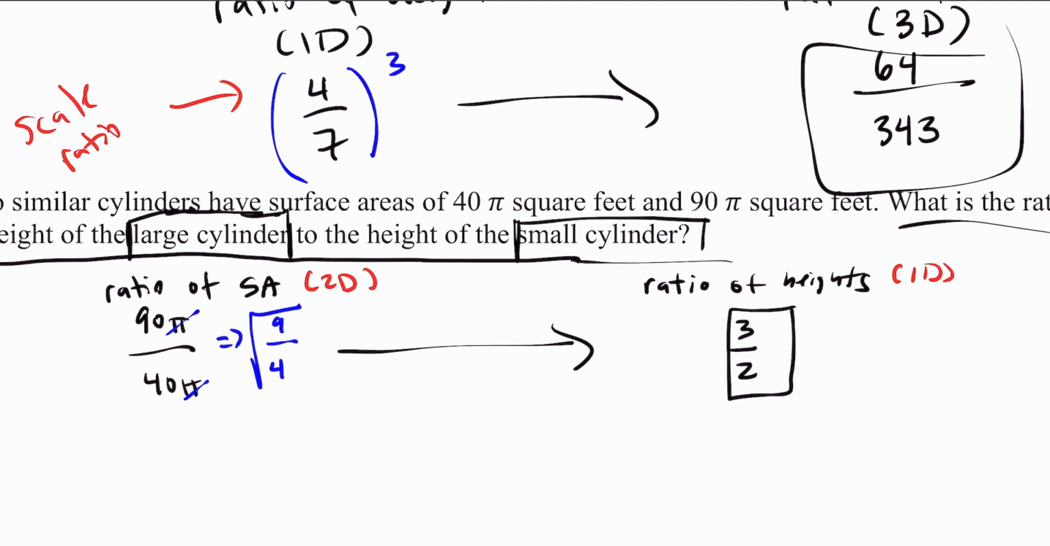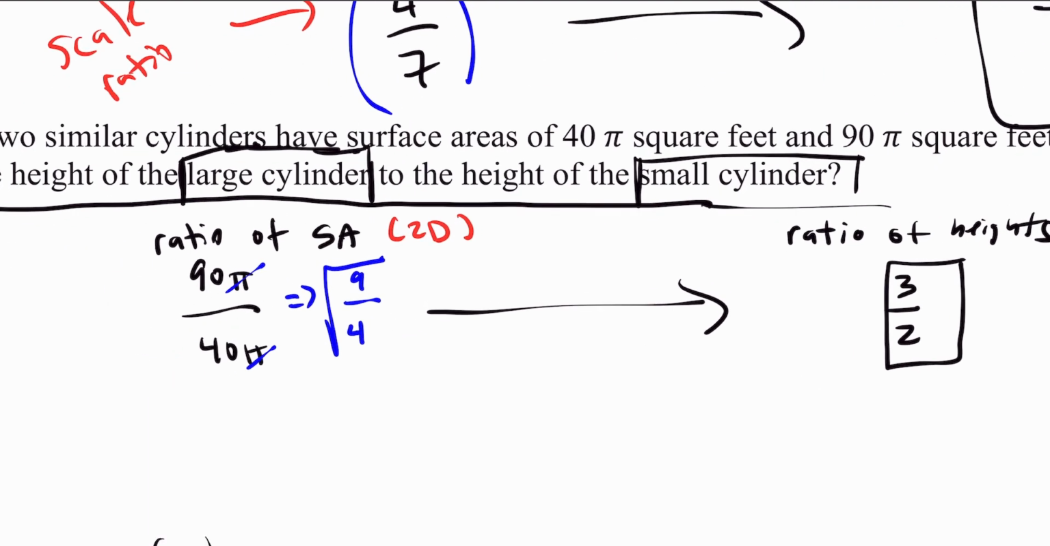If you were dealing with volume here and you had to convert that to one-dimensional, you got to take the cube root. And remember, if you need to take the cube root, you just need to press Math 4. That's going to help you take the cube root of whatever you need.